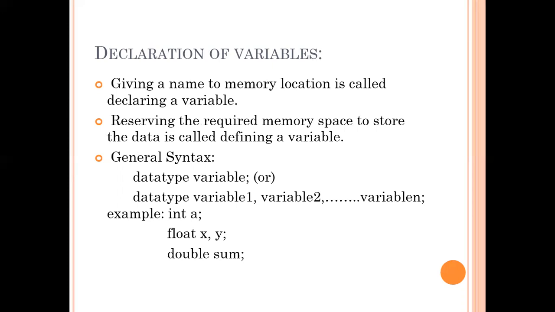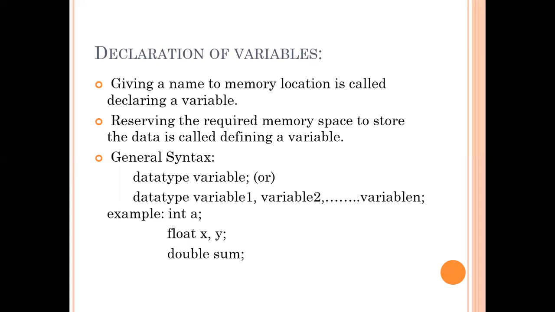Assigning, defining, or the process of giving the initial value to a variable is called initialization. Declaration is different. Initialization is different. Giving just a name to the memory location is called declaration. And once it is declared, you can give the initial value to a variable. The process of giving initial value to a variable is called initialization.